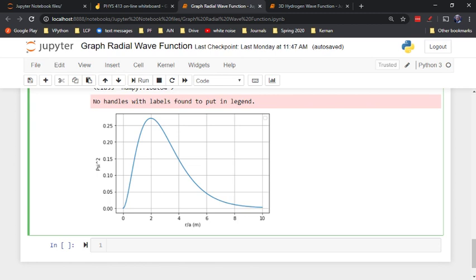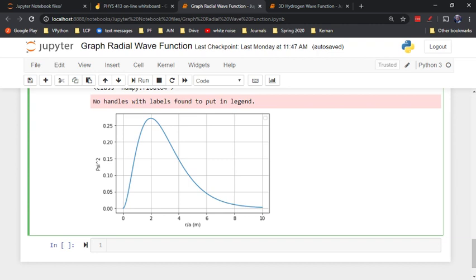I mean, it probably shouldn't be there. We've got a peak over here around 2 times the Bohr radius. It looks just shy of 2. And then it dies down this way. So in other words, if I'm looking for the electron around the proton, this is where it's most likely going to be.